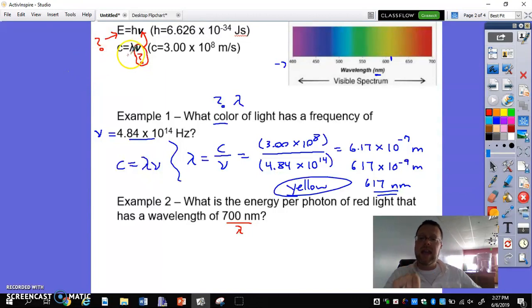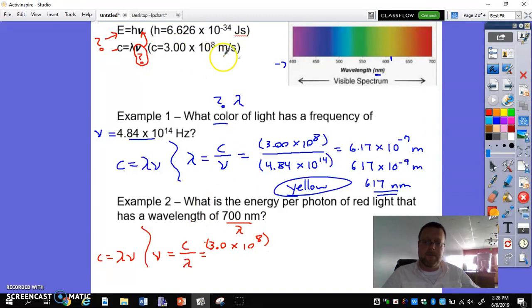All right, so again, let's start with our c equals lambda nu equation. If c equals lambda nu, which thing am I trying to get by itself? Oh, I need this nu. I need the frequency by itself. So to get this by itself, I'm going to divide the lambda to the other side. That's going to make the equation look like this: nu equals c over lambda. Now the c was 3.0 times 10 to the 8th power meters per second. We know that's a constant, right?